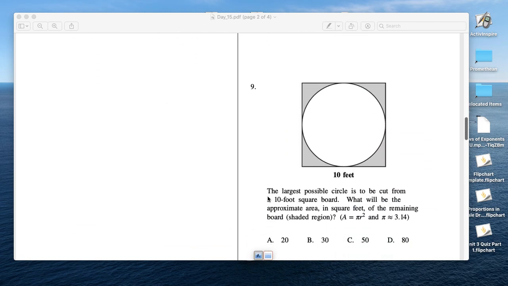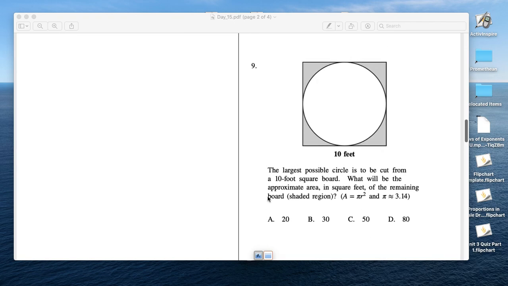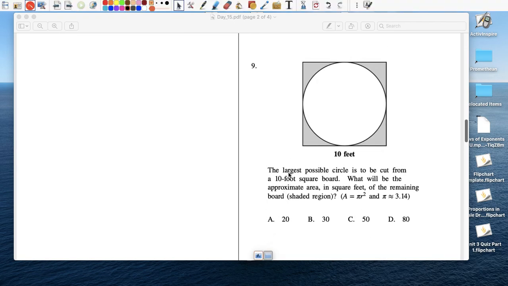Number 9. The largest possible circle to be cut from a 10-foot square board. So again, that's 10 feet, which means the radius is 5. What will be the approximate area in square feet of the remaining board, the shaded region?